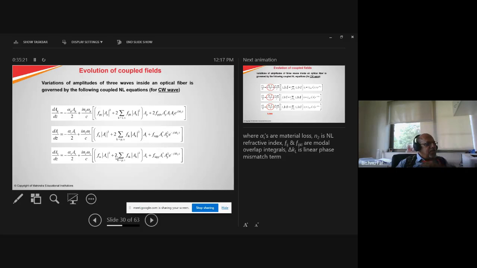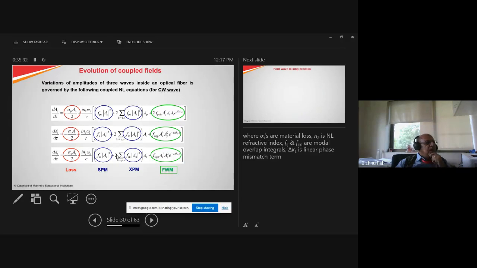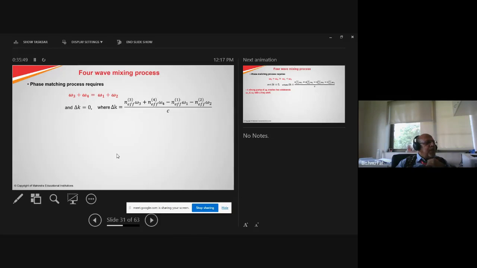Then they are given in terms of this kind of equation. The first term corresponds to loss, the next two terms correspond to self-phase modulation and cross-phase modulation, and the third term corresponds to four-wave mixing. These coupled wave equations are then studied to eventually get the results from our designs. Four-wave mixing requires a phase matching condition, which is described in terms of frequency as this, and in terms of the momentum vector, delta K as this must be 0.